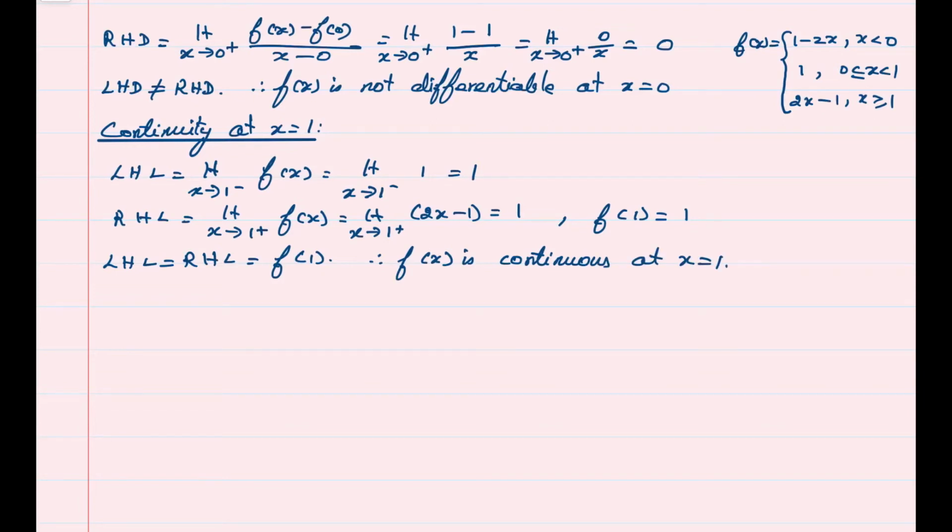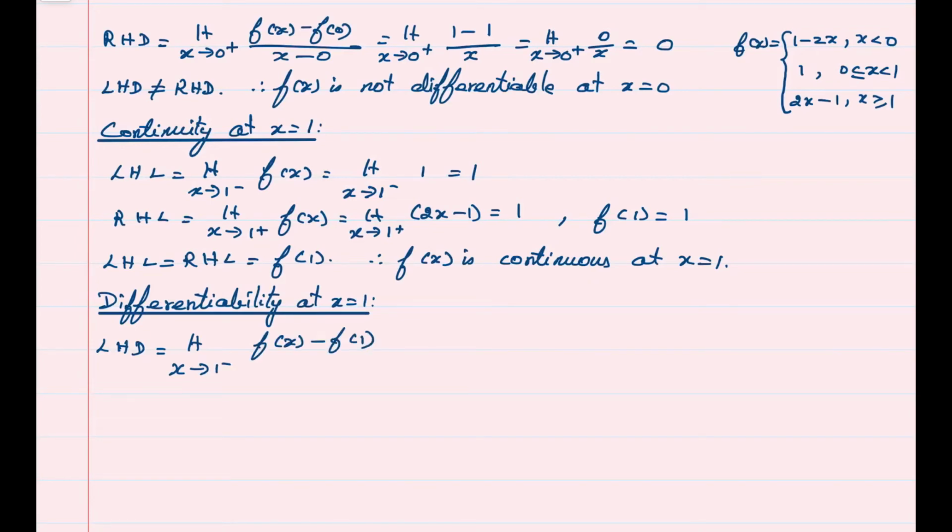Now we will check the differentiability at x equal to 1. LHD is equal to limit extending to 1 minus. LHD formula is f of x minus f of 1 divided by x minus 1 equal to limit extending to 1 minus. For 1 minus, we use less than 1 definition, which is the constant function 1, minus f of 1. For f of 1, we use equal to 1 definition, which is 2x minus 1. So, f of 1 will be 2 minus 1, 1 divided by x minus 1. Limit extending to 1 minus 0 divided by x minus 1 becomes 0.